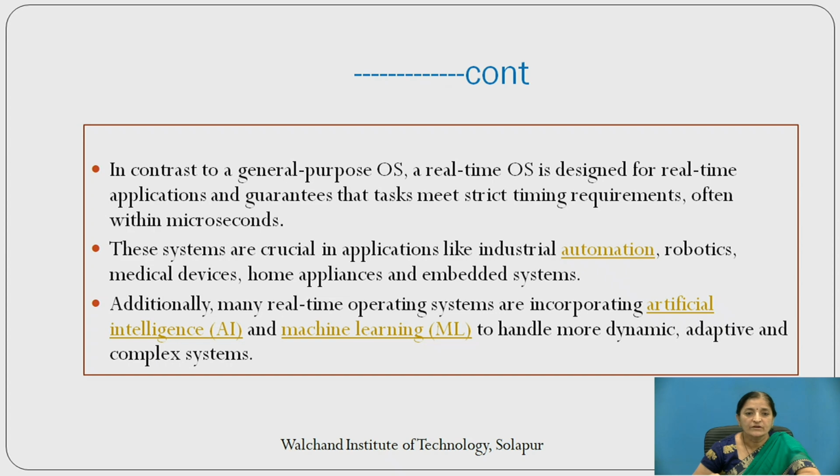Now, in contrast to a general purpose operating system, a real-time operating system is designed for real-time applications, and it guarantees that tasks meet strict timing requirements, which is often within microseconds. These systems are crucial in applications like industrial automation, robotics, medical devices, home appliances, embedded systems, and reservation systems. Additionally, many real-time operating systems are incorporating artificial intelligence and machine learning to handle more dynamic, adaptive, and complex systems.